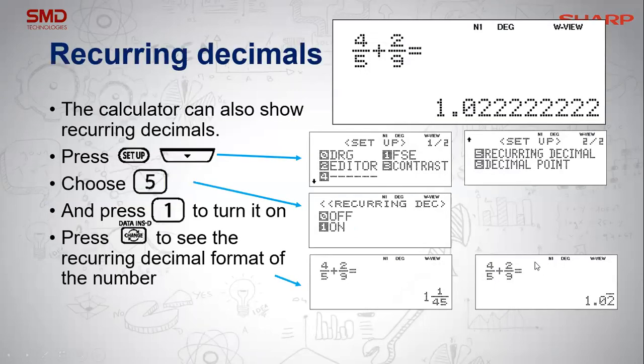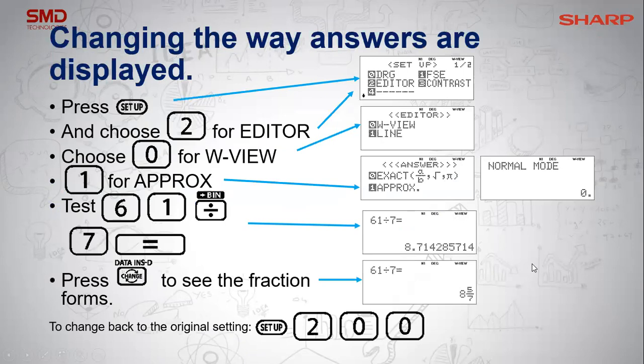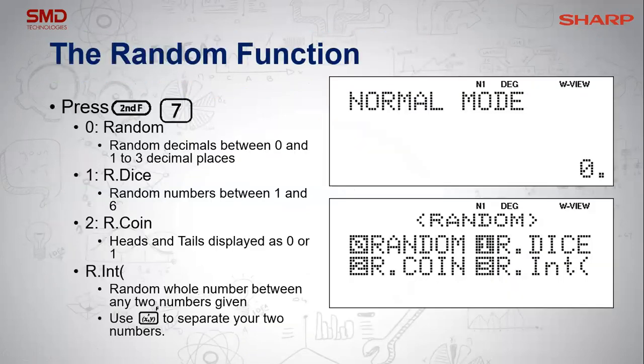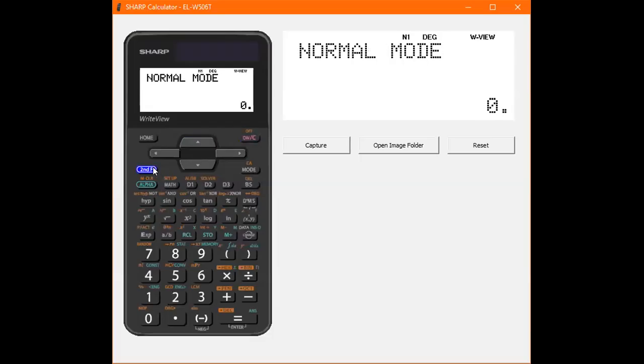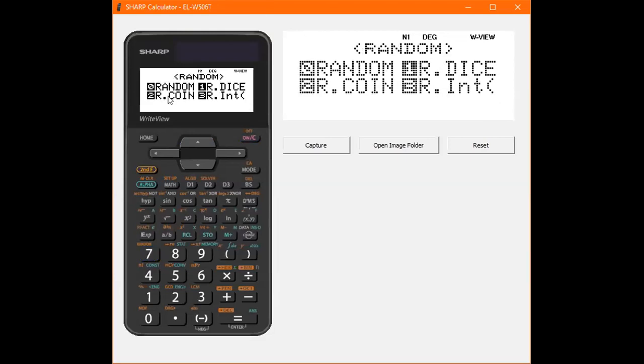Okay, so we have spoken about recurring decimals, so I'm going to just leave that as is. And then let's talk probability. So we've actually got a really cool random function, and to access it, we press second function and 7. Then you've got random, which is random decimals between 0 and 1 to 3 decimal places. Your dice is a random dice, so 1 to 6. Your coin is math coin.